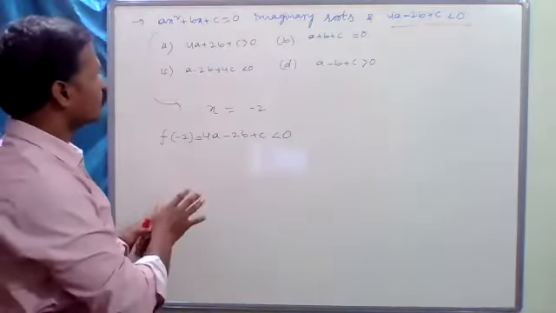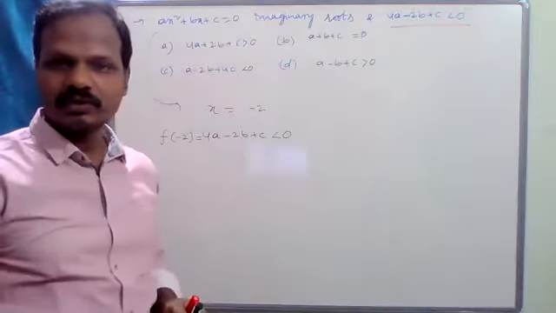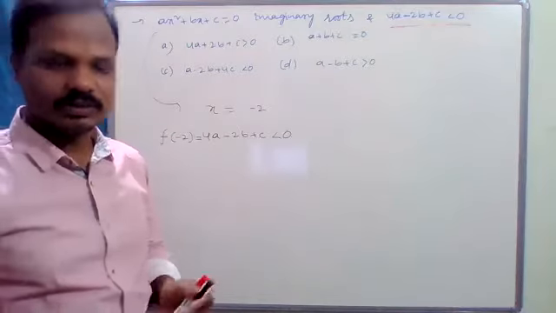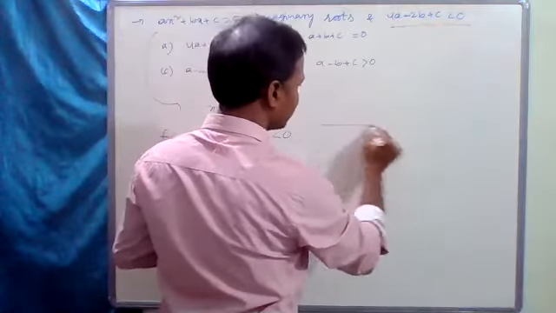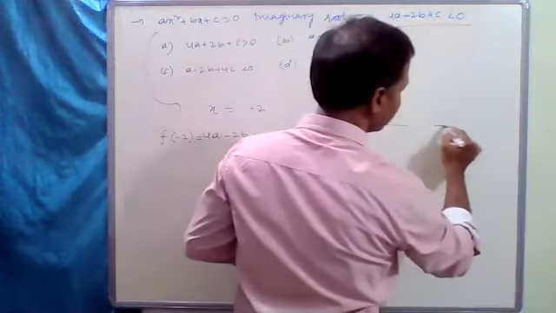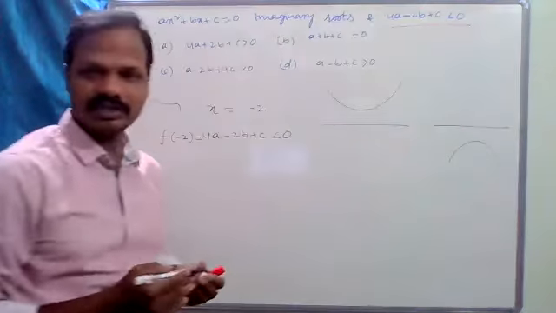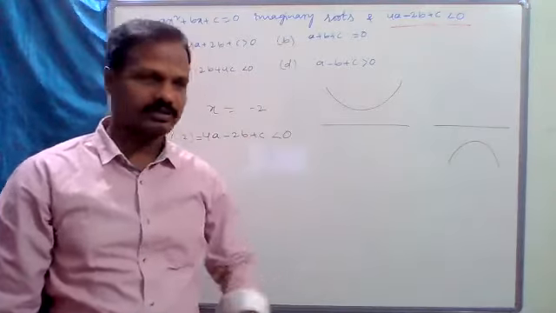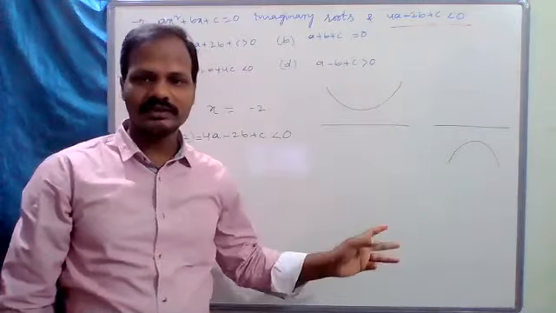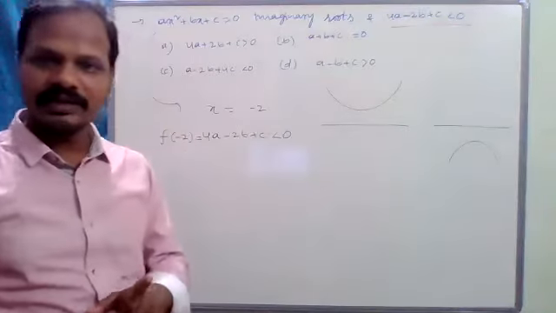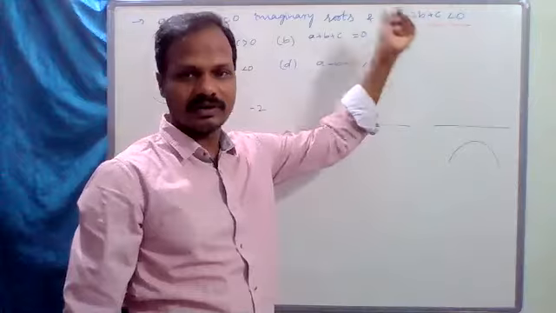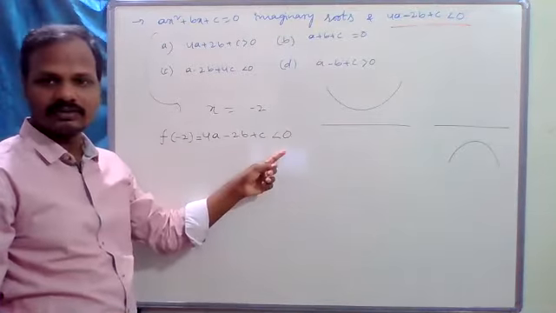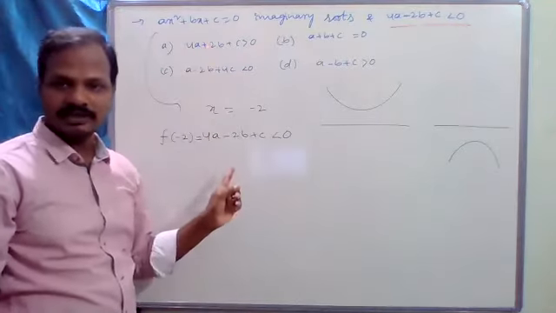Now see, imaginary roots means only two possibilities for the graph of the given expression: either the graph is like this or like this. Only two possibilities because of imaginary roots. The graph is completely above the x-axis or completely below the x-axis. Which one is correct? That will be decided by this condition: f of minus 2 is less than 0. The value of the expression at minus 2 is negative.